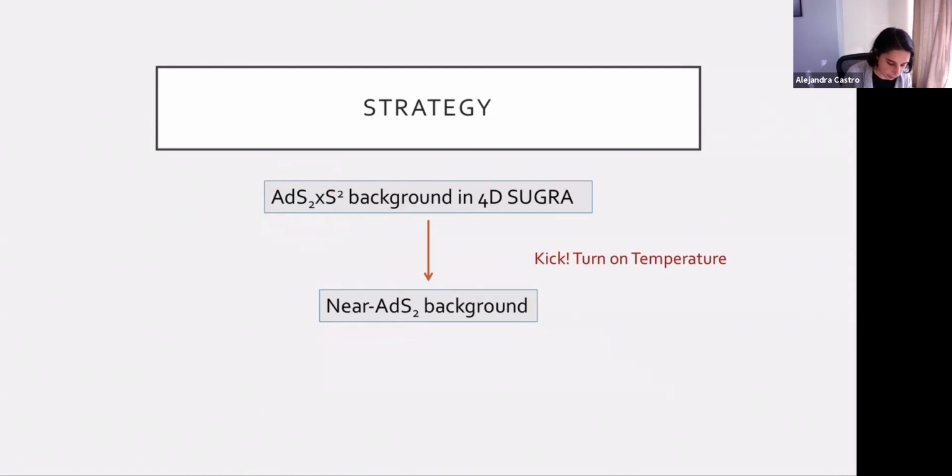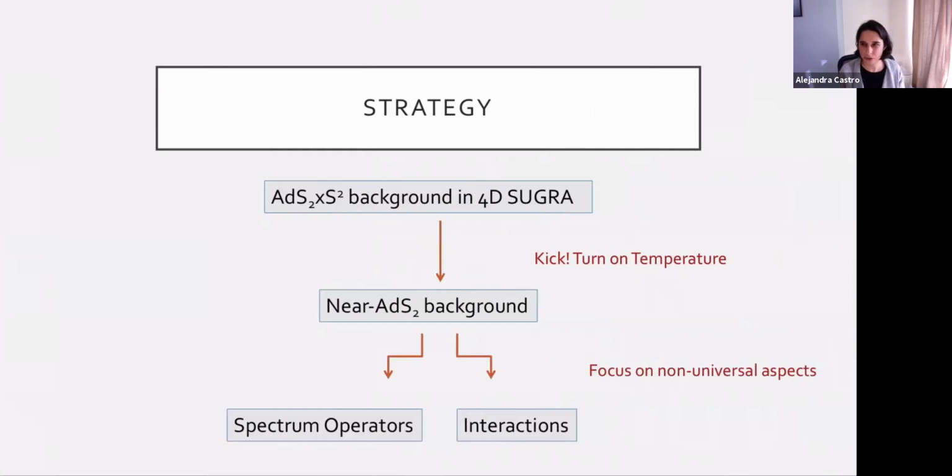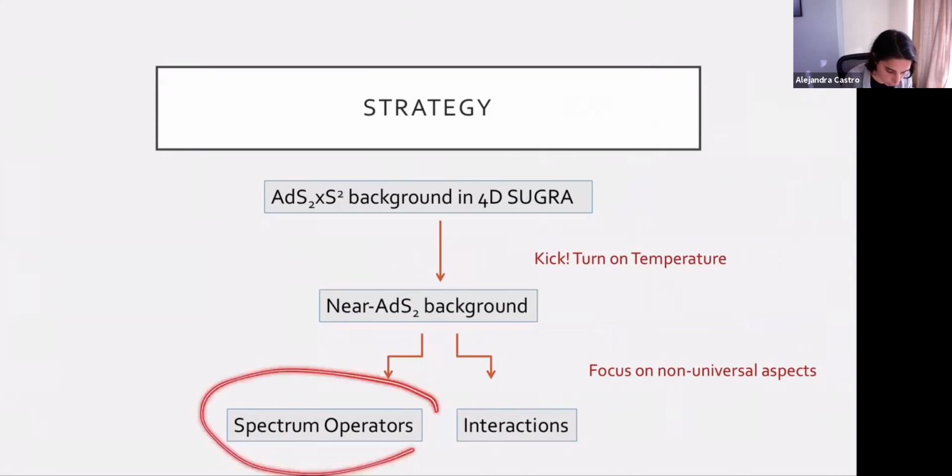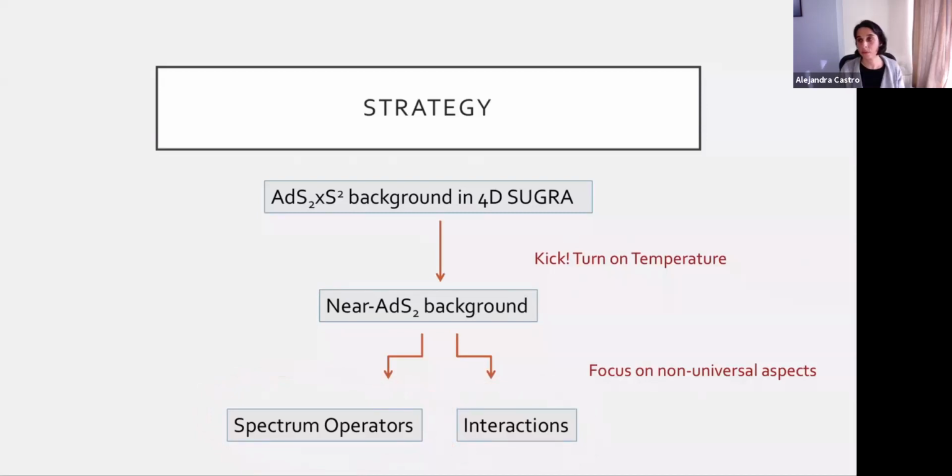A lot of what happens here is very universal. But what I want to emphasize today, I don't want to focus too much on things that are universal, that are shared. I want to focus on non-universal aspects of this construction, okay? So things that are not generic and that will depend on this background, on this black hole. And the two things that I'm going to focus on today are the spectrum of operators that appear as you do this analysis, and what are the interactions that these operators have with the relevant sectors.